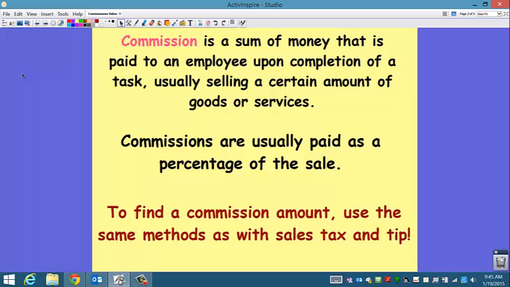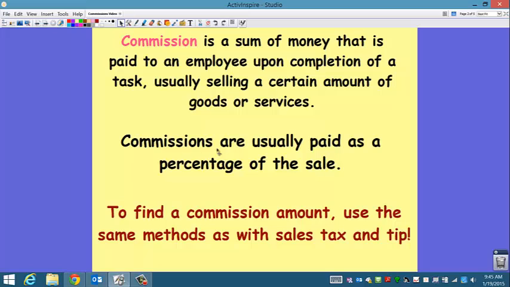Sometimes they get a regular salary, and in addition, as an incentive to sell the cars or sell houses, they get extra money, and that's based on the price of what they sell. Sometimes electronic stores or furniture stores get commissions.